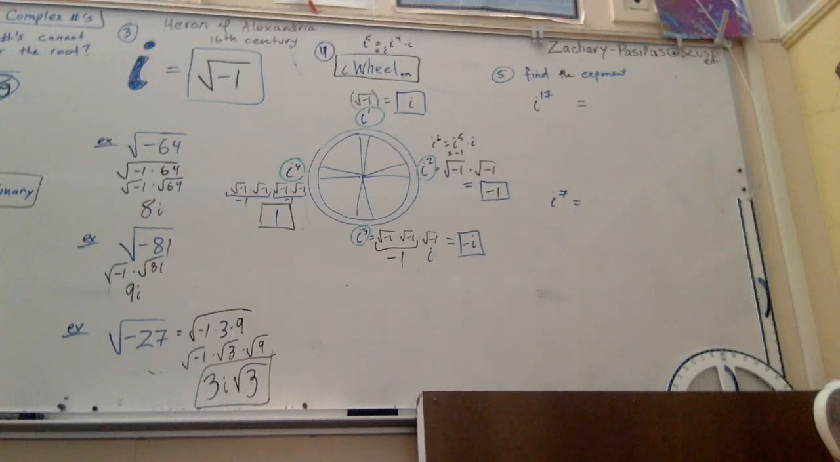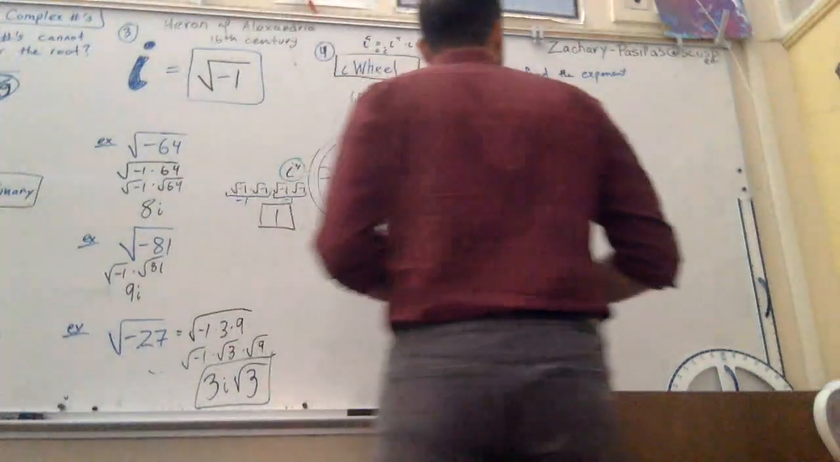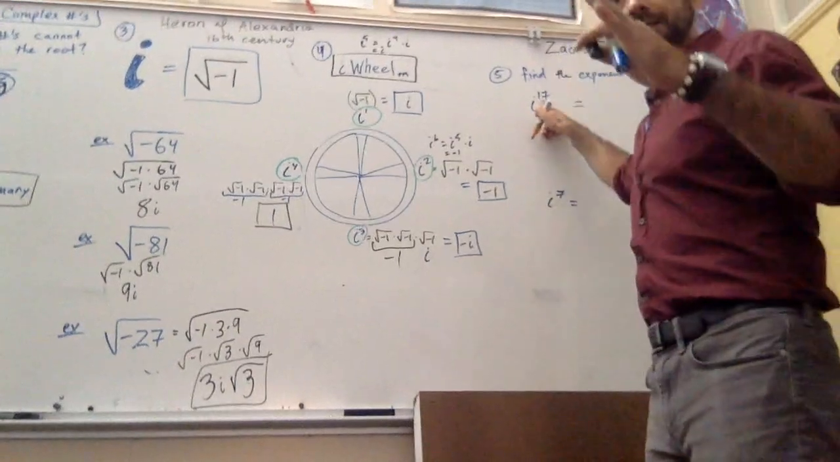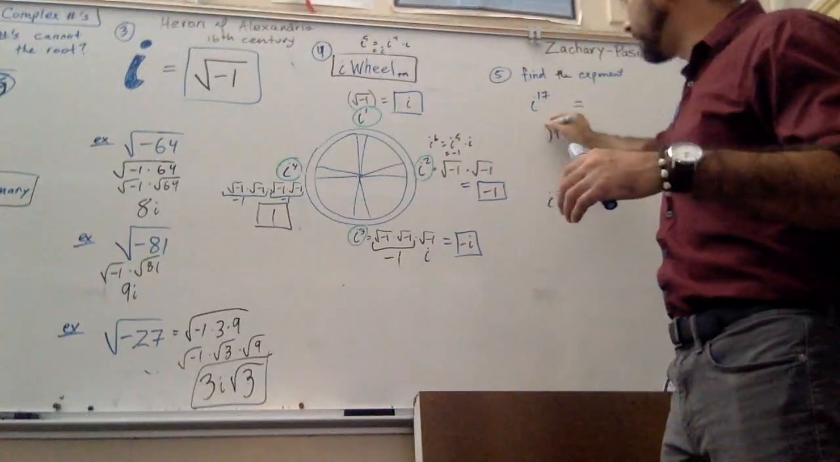Repeat that? You can divide by 4. You can divide by 4. Okay? Ethan, you agree with that? Yeah. Okay. So watch what happens. If I have i to the 17th, I take 17, I divide that by 4.